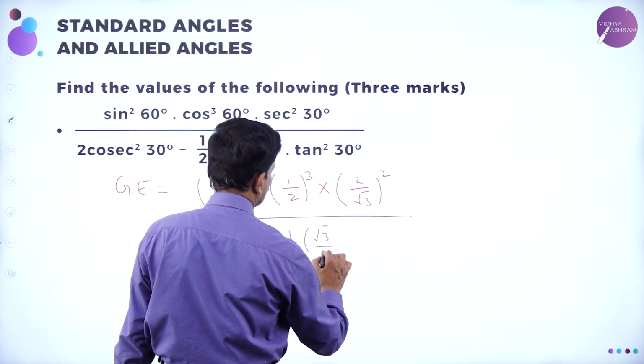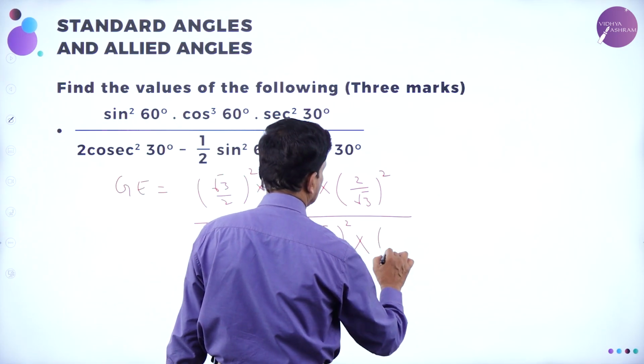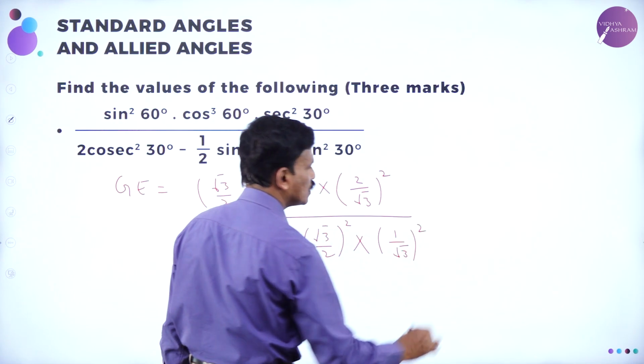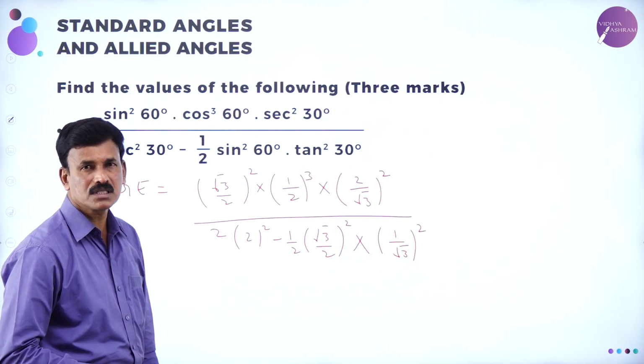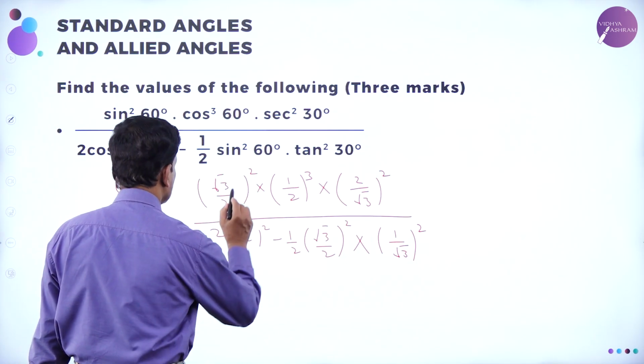Sin 60 is root 3 by 2, whole square, into tan 30. Tan 30 is nothing but 1 over root 3, whole square. That's it. Simplify, you'll get the answer. Okay, now let us simplify this. What is this equal to?